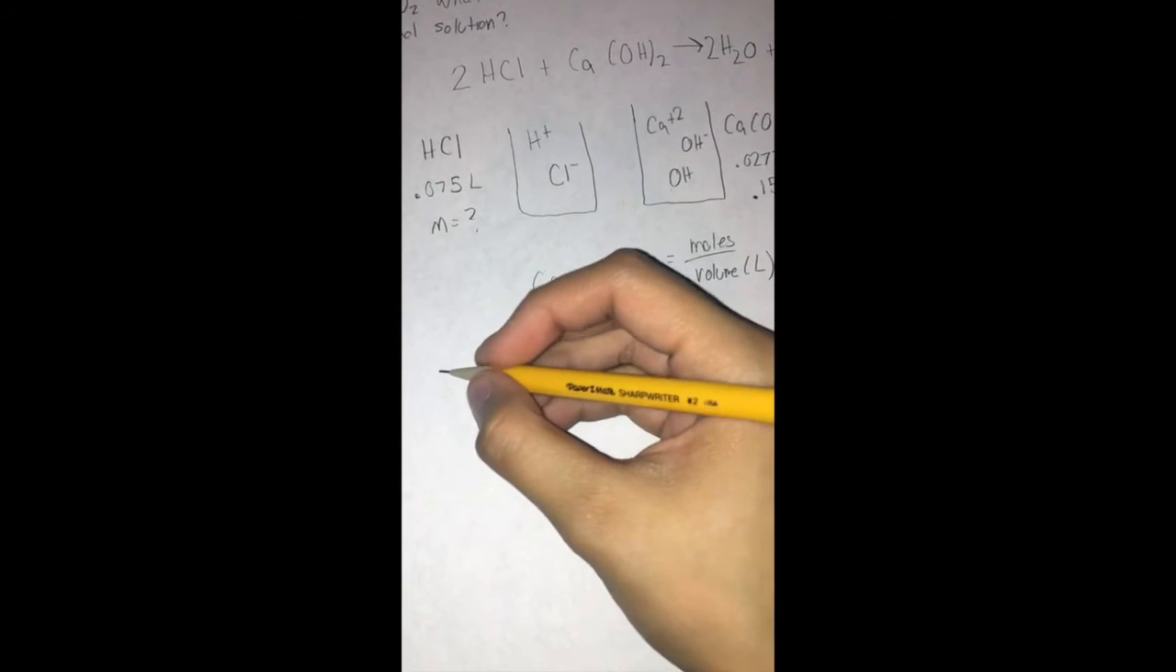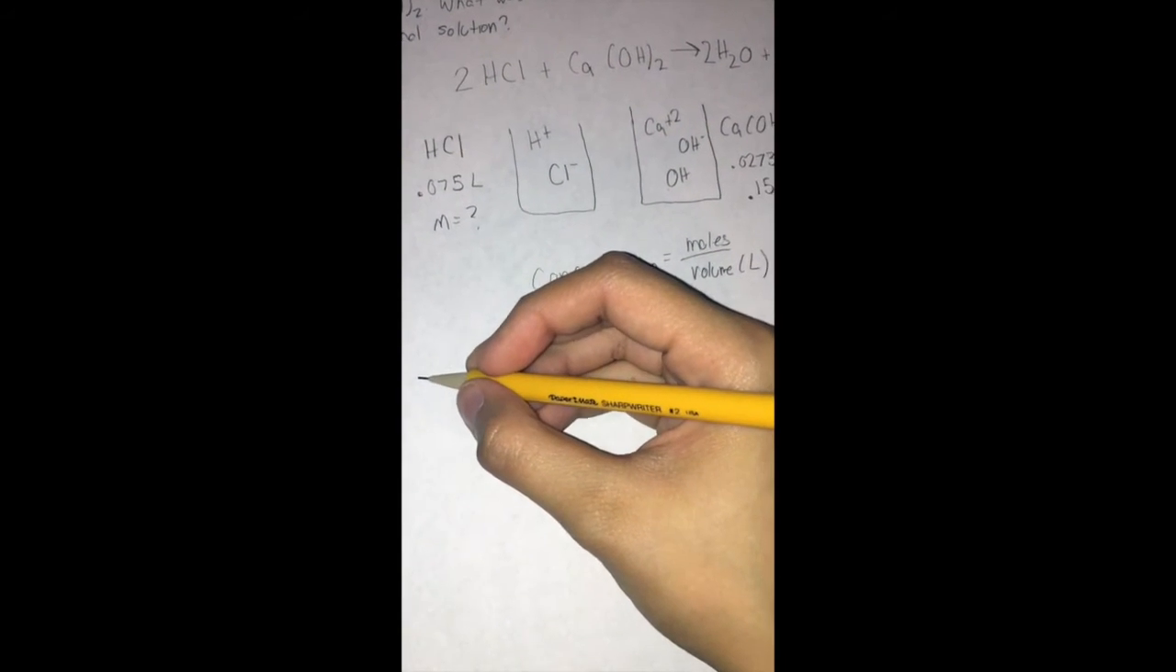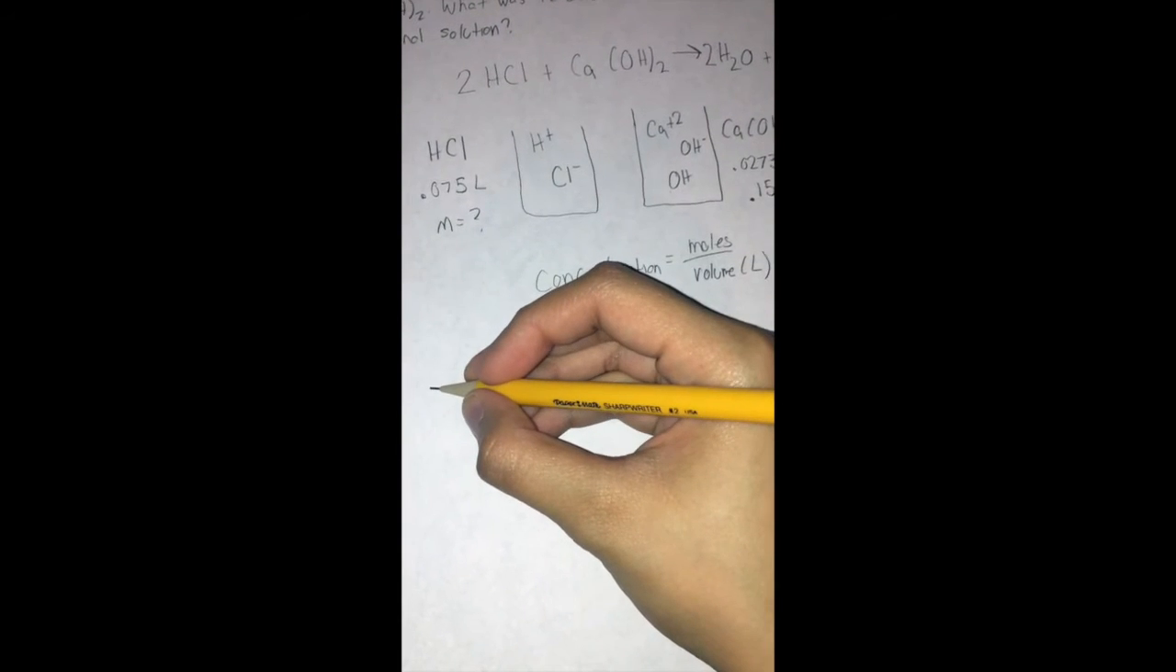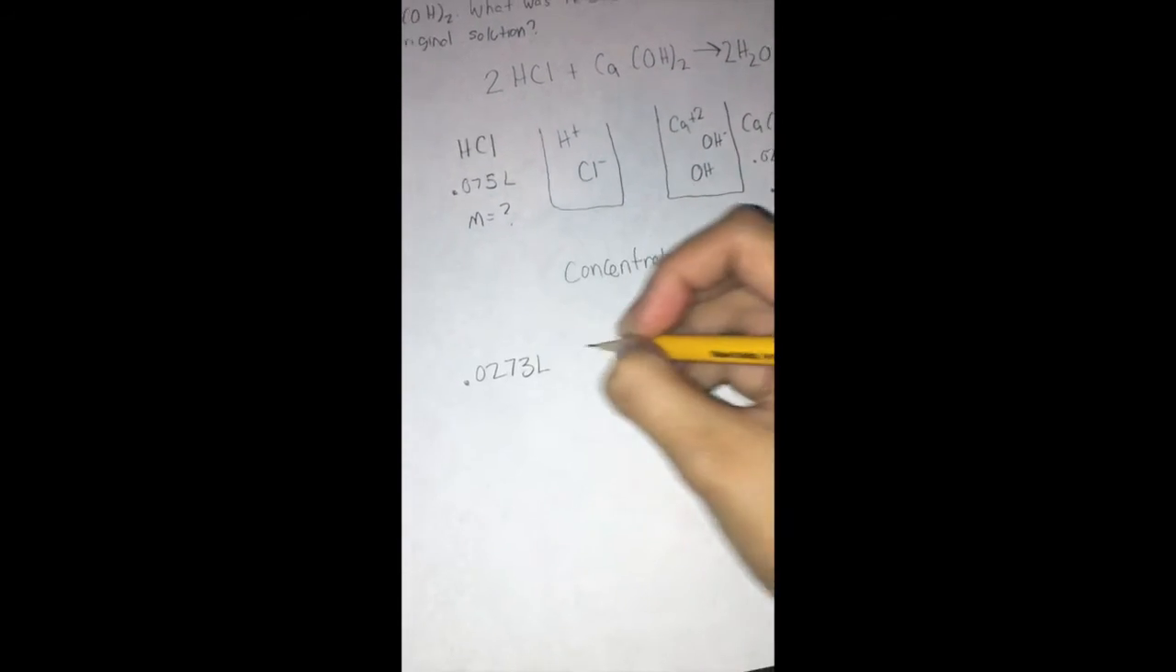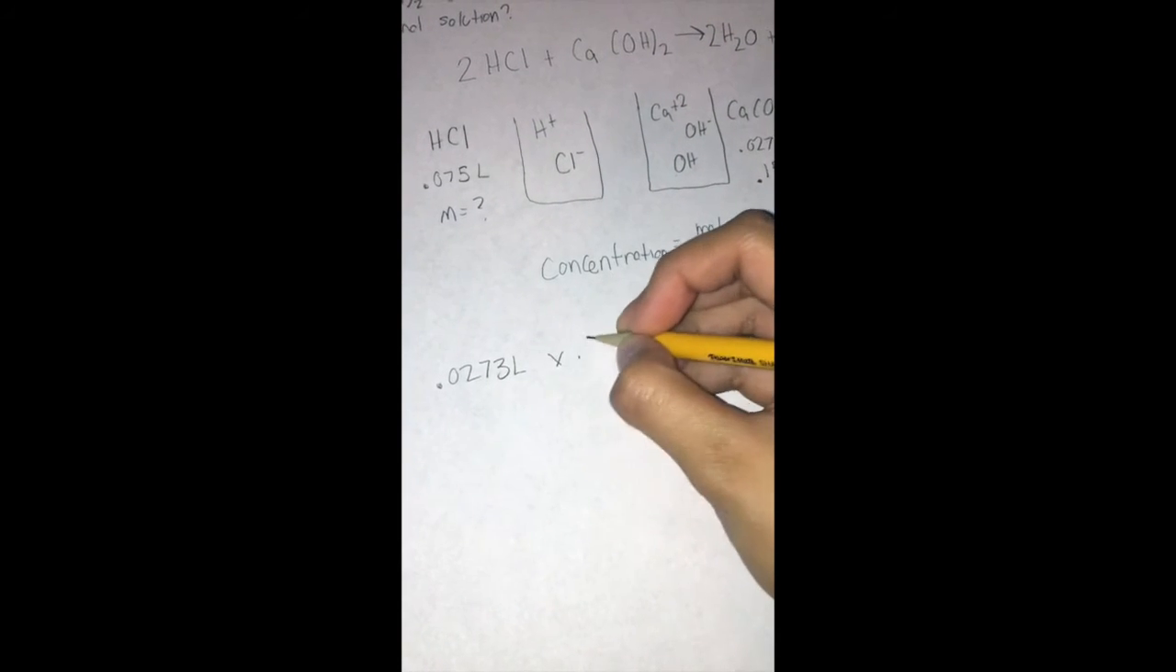So let's start out with calculating the moles of calcium hydroxide. So we're going to take the volume times the concentration, and we're going to get 0.0043 moles of calcium hydroxide.